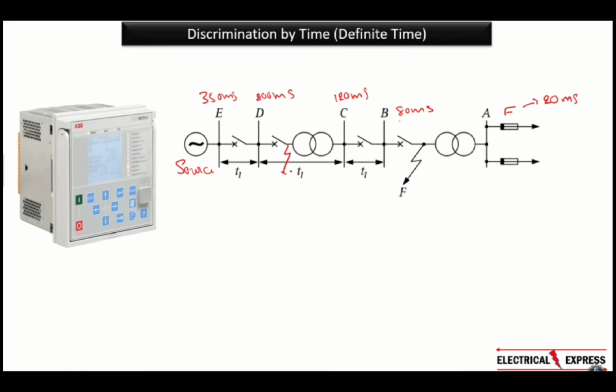Similarly, suppose a fault occurs here. So, if a fault occurs here, the fault current will flow from here, and the timings of relays E and D will activate. As soon as the D side relay reaches 0, it will send a tripping command to the D side breaker. So this is what we call, friends, discrimination by time. We simply set the timing for the relay here, telling it to wait for its desired time and then send the tripping command to the breaker accordingly.